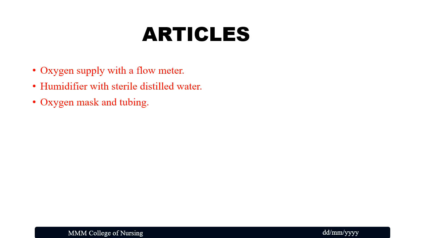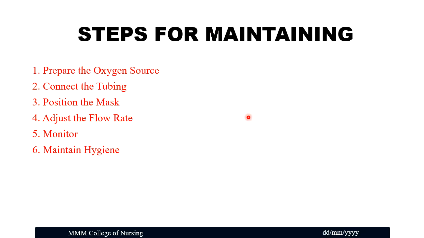The oxygen supply articles required are a flow meter, humidifier with sterile distilled water, and mask and tubing. So these are the articles required. Steps for maintaining: prepare the oxygen source first, connect the tubing, then position the mask, adjust the flow rate, monitor, and then maintain hygiene. So we'll see a quick video of how we could do that.